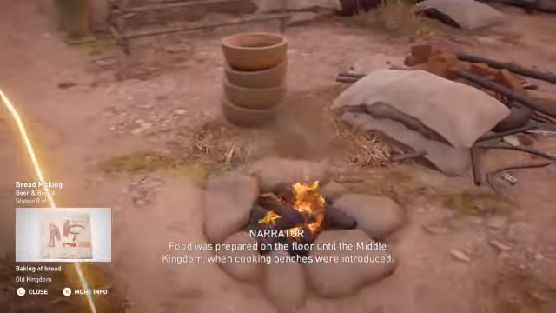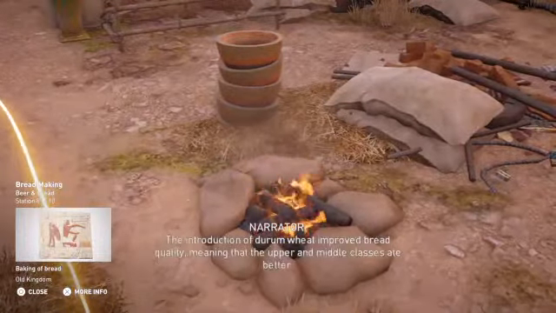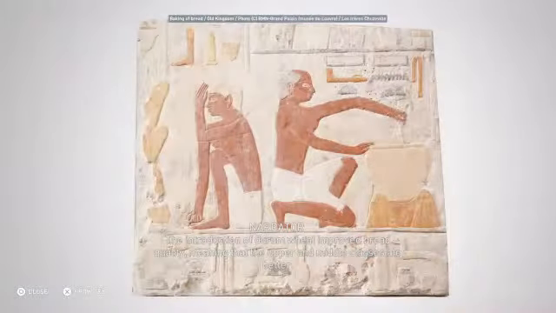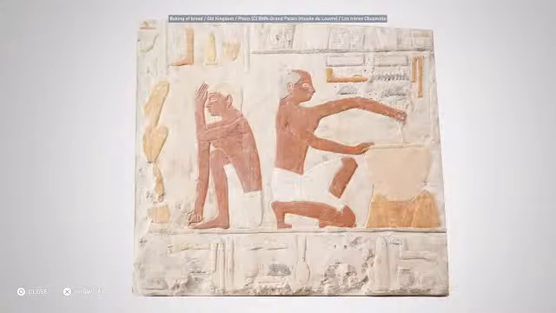Food was prepared on the floor until the Middle Kingdom, when cooking benches were introduced. The introduction of durum wheat improved bread quality, meaning that the upper and middle classes ate better. The poor, however, still made do with a diet consisting of a gruel made of vegetables, softened bread, or barley. Of course, as you heard, the poor were not really allowed to eat as the wealthy did. But the wealthy were able to eat extensively well.